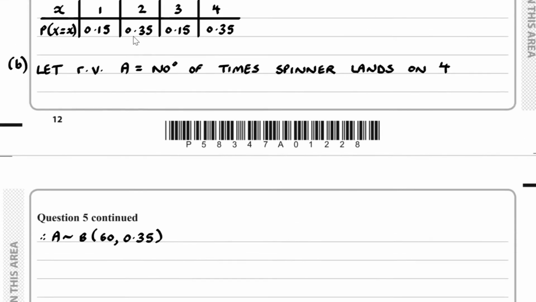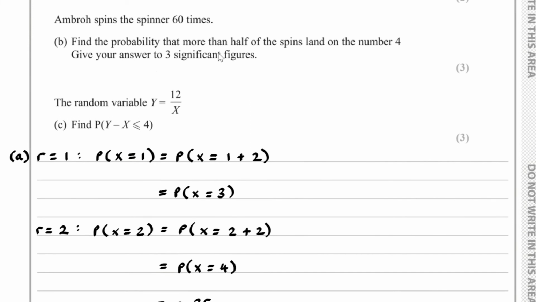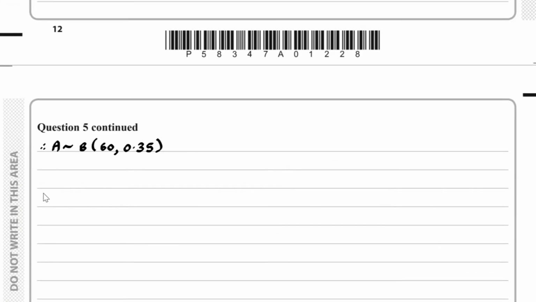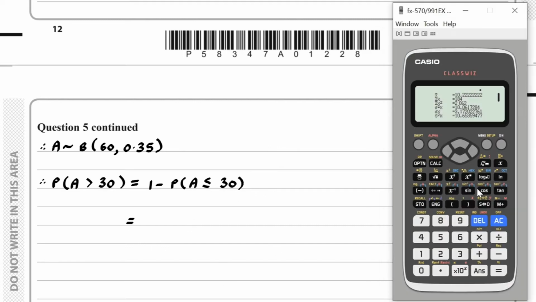Now, we want the probability that more than half of the spins land on 4, so that corresponds to the probability that A is more than 30. Of course here, more than half, that's half of 60, which is 30, and we want more than that, so we have A being greater than 30. And if I calculate this, that's 1 minus the probability that A is less than or equal to 30.